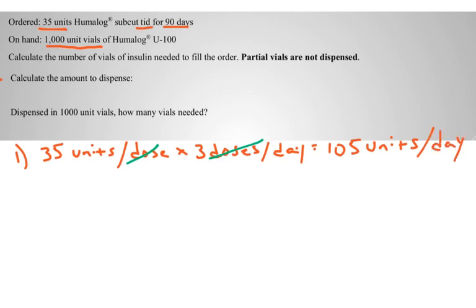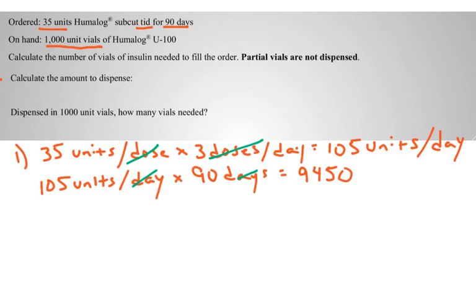Okay, so now I'm going to bring that down here. He's getting 105 units per day, and he is getting that for 90 days. So you're going to multiply those, and again you can see how the units cancel, so the day is gone. Now you're just going to multiply 105 times 90 days, and you get 9,450 units. That's how much medicine he needs for the full 90 days. So for the amount to dispense, it would be 9,450 units.